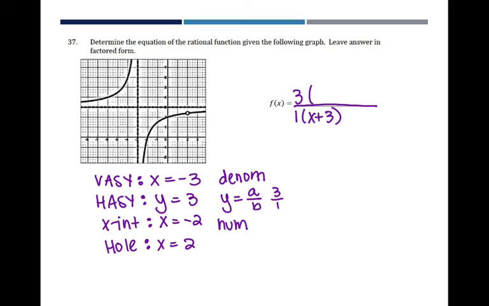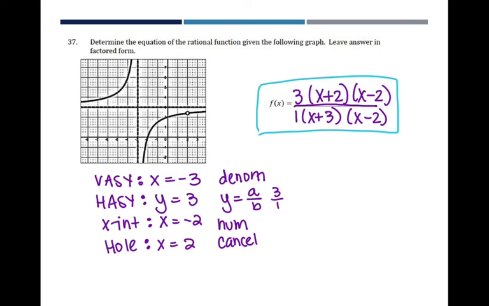So since I had an x-intercept at -2, that means I have a factor of x plus 2. And holes come from factors that cancel. So that means I will have a factor of x minus 2 on the top and on the bottom. And that right there is your equation for the function. You can always double check that this is the equation, so you can take this, plug it into your calculator, and see if it gives you this graph. It's always a good way to double check, especially since you can use a calculator. That's the best part. All right, last question, I believe, for this unit.